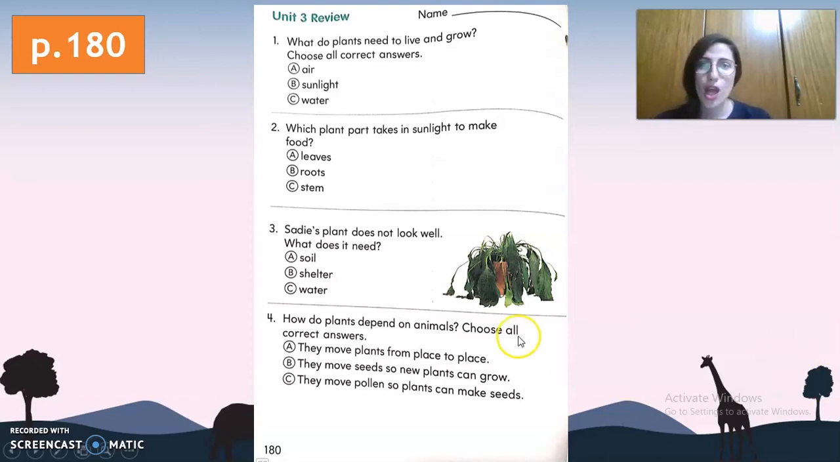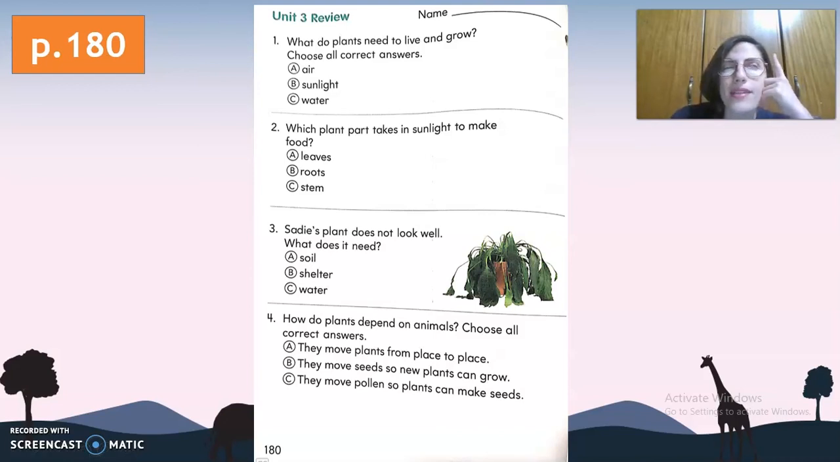Number 1. What do plants need to live and grow? Choose all correct answers. When we say choose all correct answers, this means you have more than one answer. A, air. B, sunlight. C, water. One more time. What do plants need to live and grow? Choose all correct answers. A, air. B, sunlight. C, water.